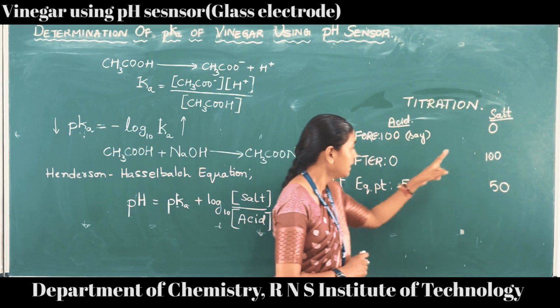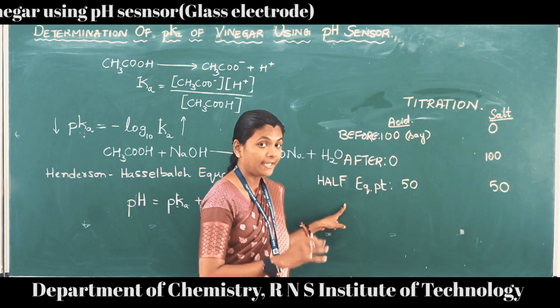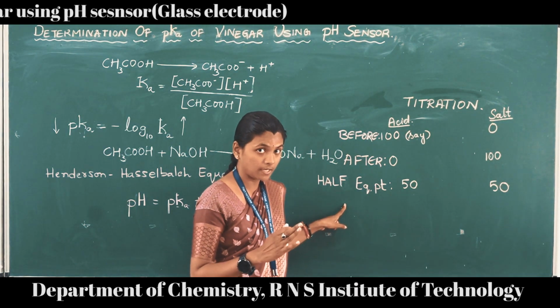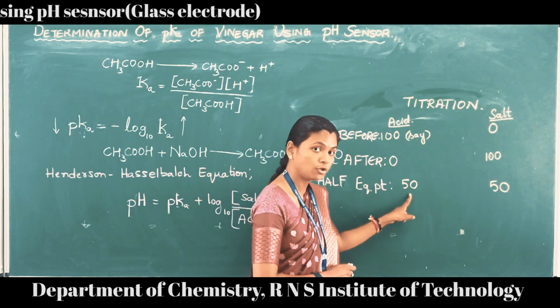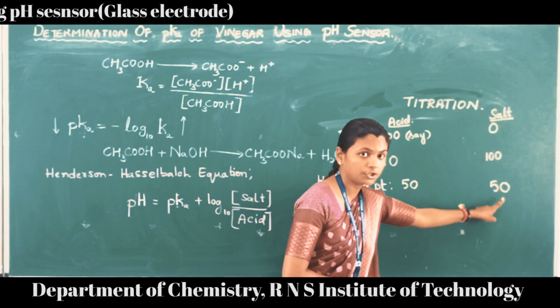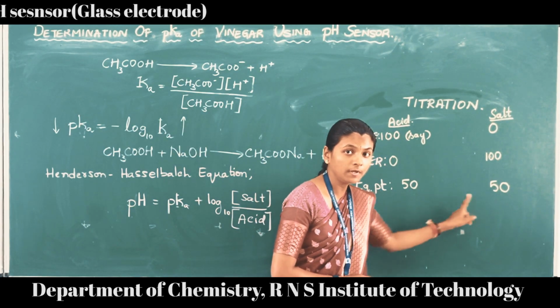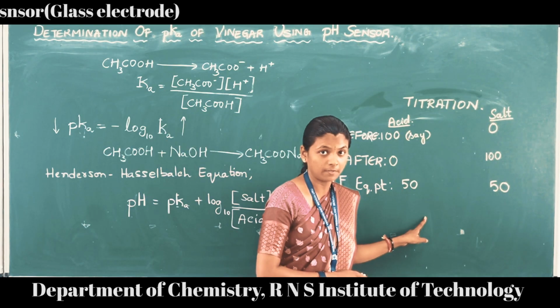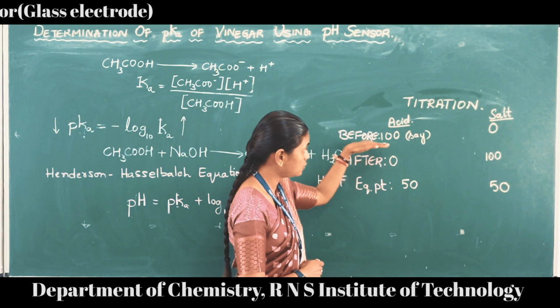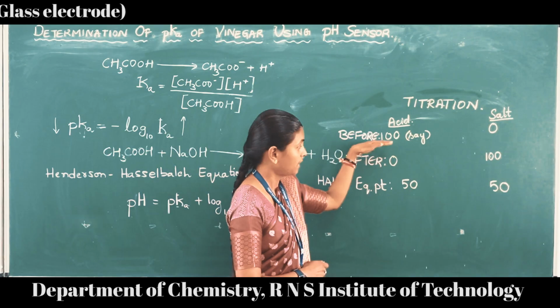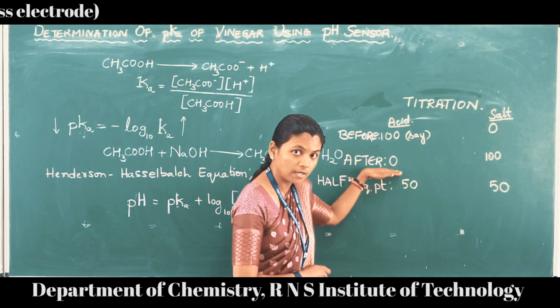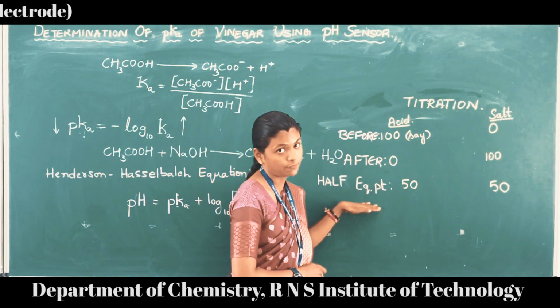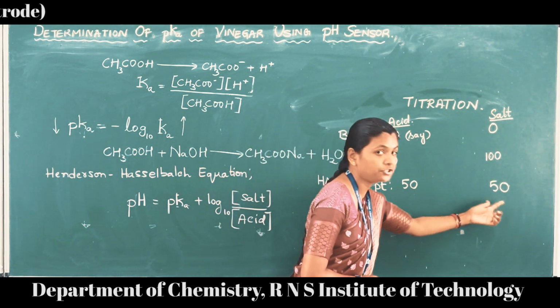So therefore, can we logically tell that exactly at the half equivalence point, the concentration of the salt and the concentration of the acid both are equal? Yes, definitely we can. So if this is a situation before the equivalence point and this is a situation after the equivalence point, exactly at the half equivalence point, their concentrations are equal.